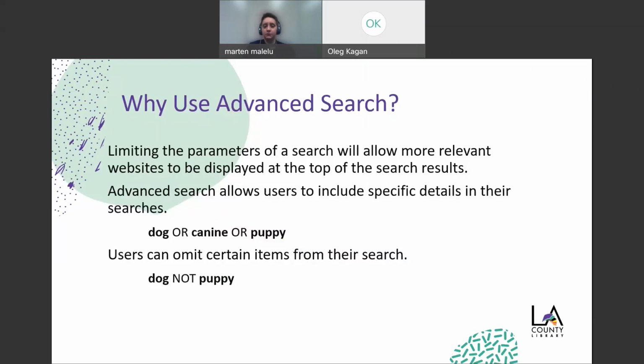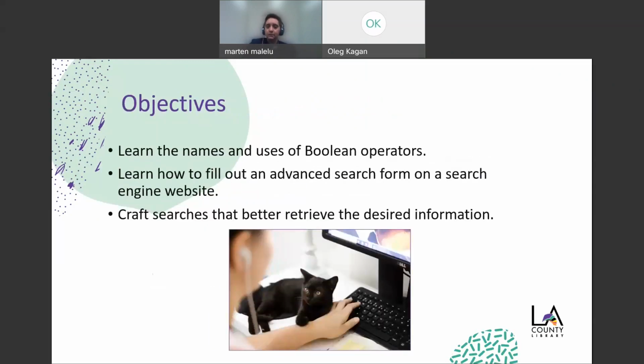So if you were looking for a dog, type in dog or canine or puppy. Or you can omit certain search terms too. We're going to go over what "or" and "not" mean in a little bit. So if you wanted to look for dogs, but you didn't want information about puppies, you could type in dog, not puppy.